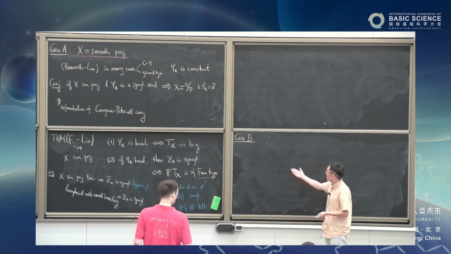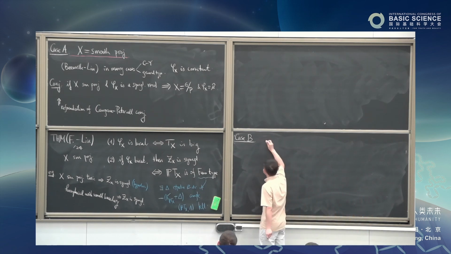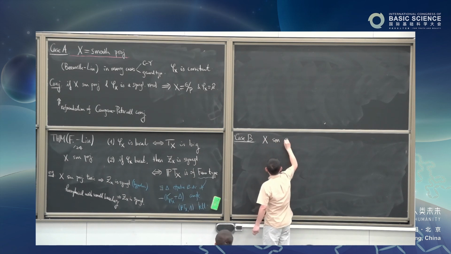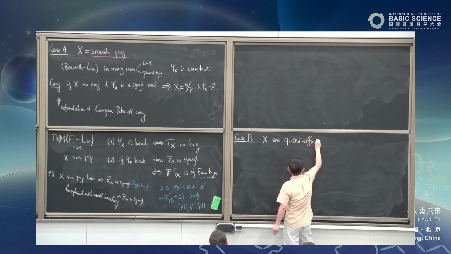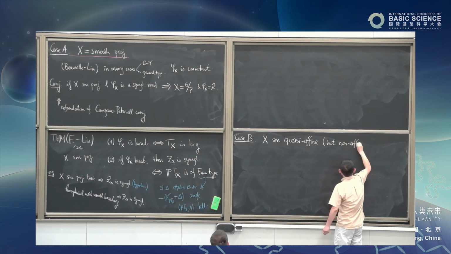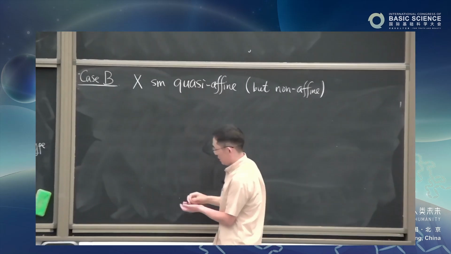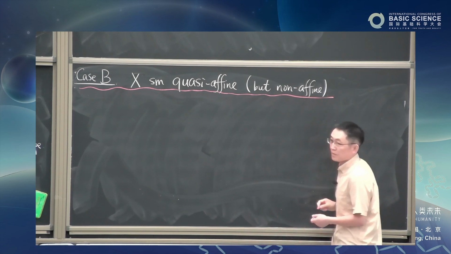So what would you like to put as case B? Of course, we have studied this smooth projective case, so we'll find something non-smooth projective or non-projective. The most interesting case, case B, is X smooth quasi-affine, but not affine, because the affine case is already trivial. So this is our second case, smooth quasi-affine.